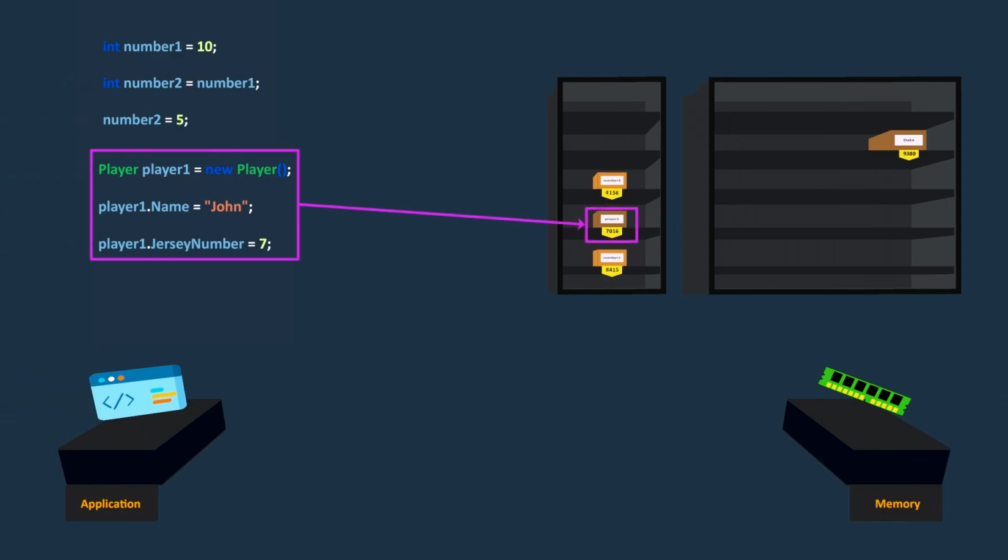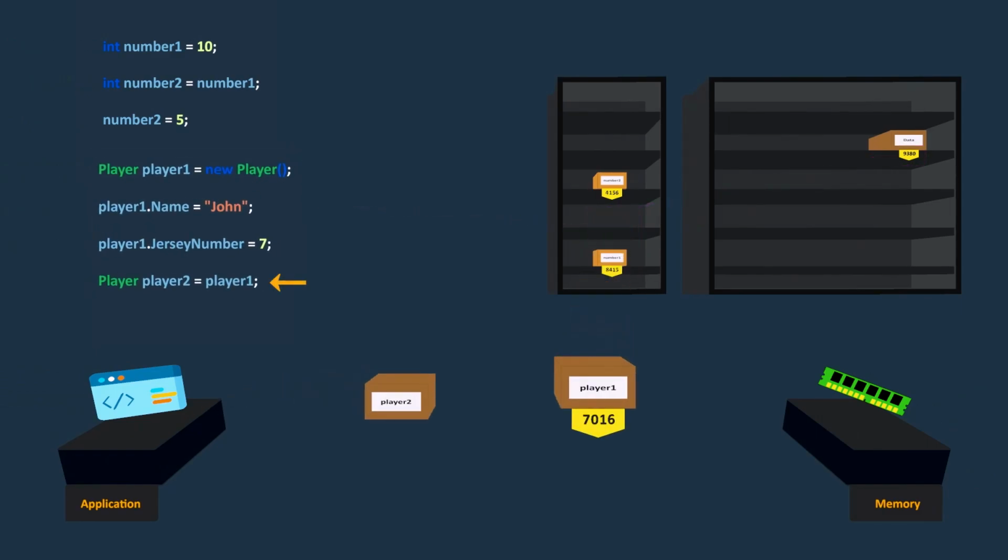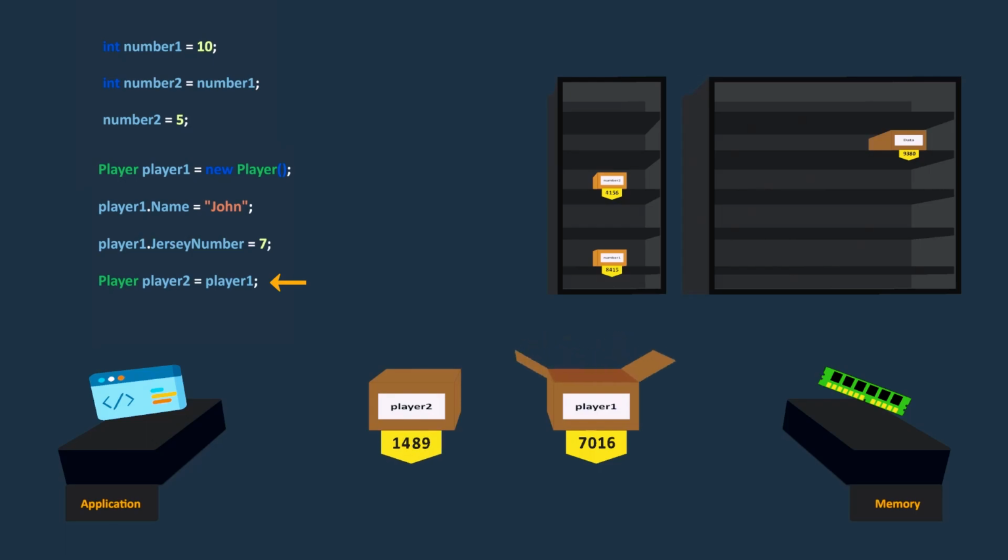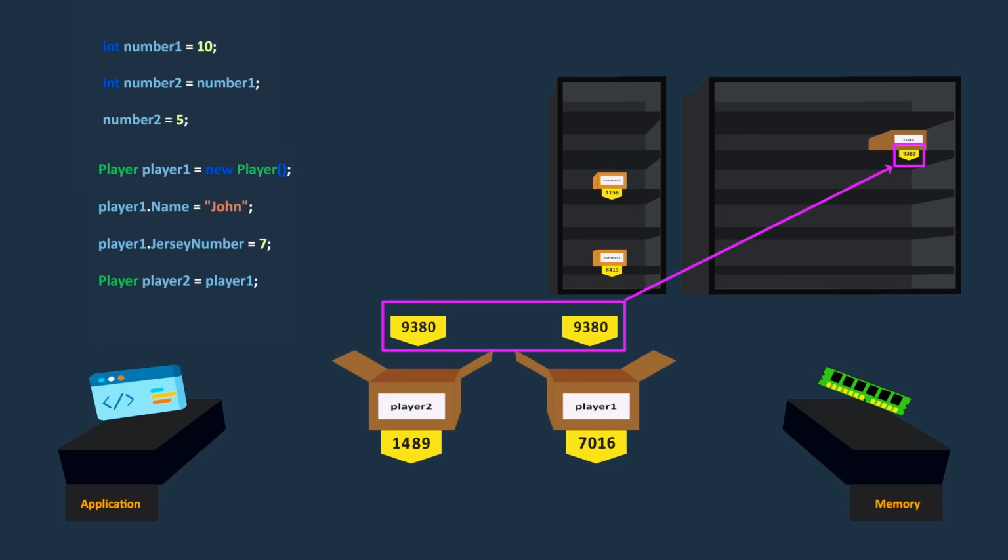As you can see, we have a variable named player1 that holds the reference of the actual player data in memory. Now, if we declare another reference type variable named player2 and assign the player1 variable to it, both variables will refer to the same data in memory. This means that if we change any of these variables, it will be reflected in the other variable since they both reference the same data in memory.